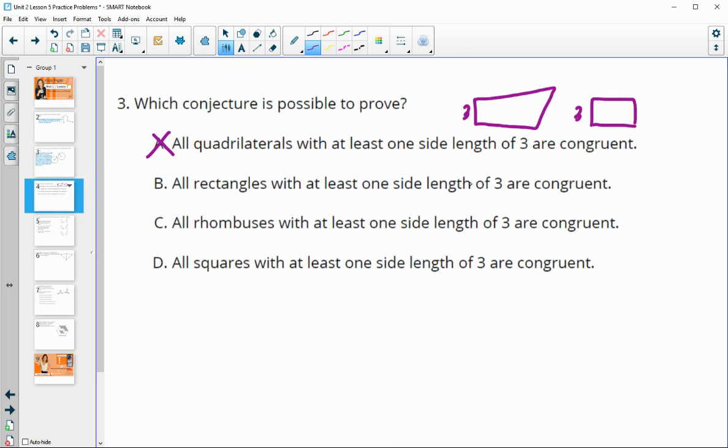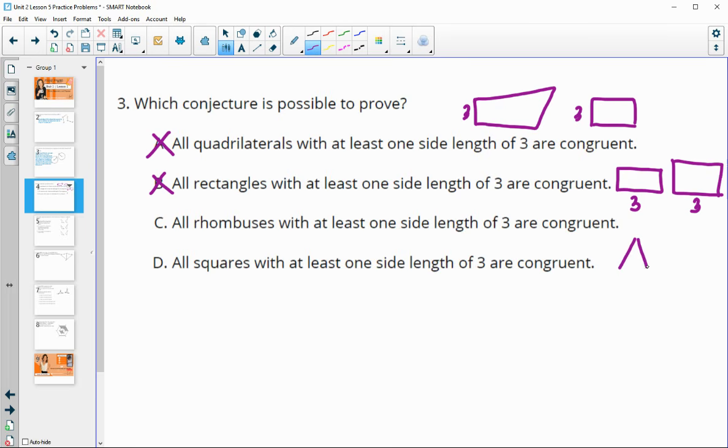All rectangles with at least one side length of 3 are congruent. So we could have something like this where this side is 3, but that doesn't mean that it's going to be equal to the others, because we could have this with 3 here. So these two would be 3, but these could be 4 and these could be 1. So that's false. All rhombuses with at least one side length of 3 are congruent.